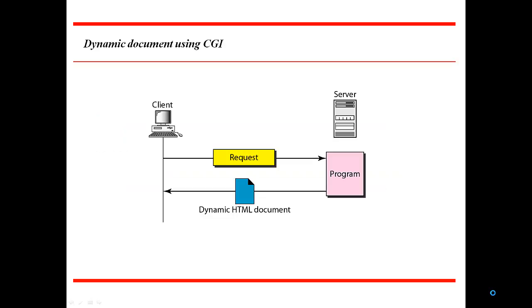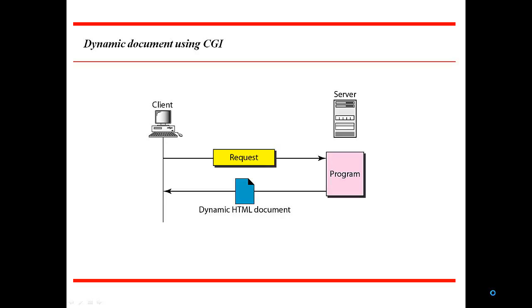So you can create a dynamic document using CGI or even ASP or ASPX or PHP. I mean, CGI is probably the oldest way to create a dynamic document. Nowadays, it's mostly PHP and ASPX. PHP normally is going to be on a Linux server. ASPX is usually going to be on a Microsoft server. But the client makes a request just like it did with the static document.